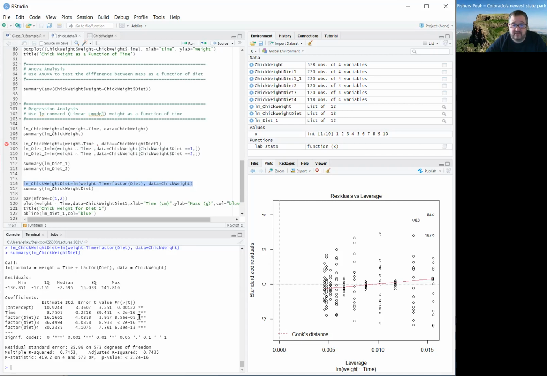What we find is that the intercept is statistically significant, time is statistically significant, and all three factor levels being considered here are also statistically significant. Now, why is factor one not here? Factor one's not there because that's considered to be the sort of the null case.